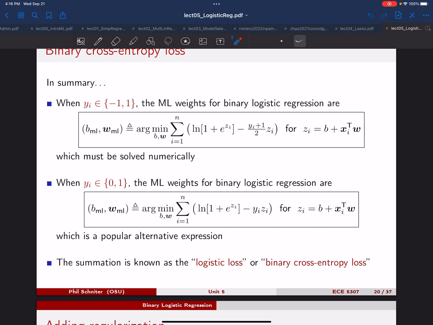And then there's a slightly different version of this. If the labels are 0, 1, then this term here changes to yi. And this is known as the binary cross-entropy loss most commonly.